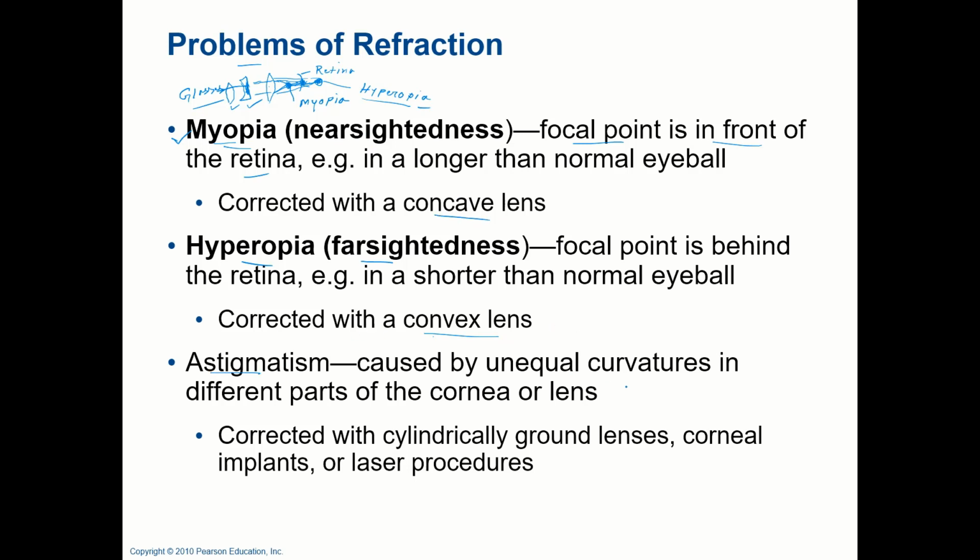Astigmatism is another refractive disorder in which the surface of the lens gets irregular. So this is the lens, and the surface of the lens, or the surface of the cornea, gets irregular, with unequal curvature in different parts of the cornea or lens.